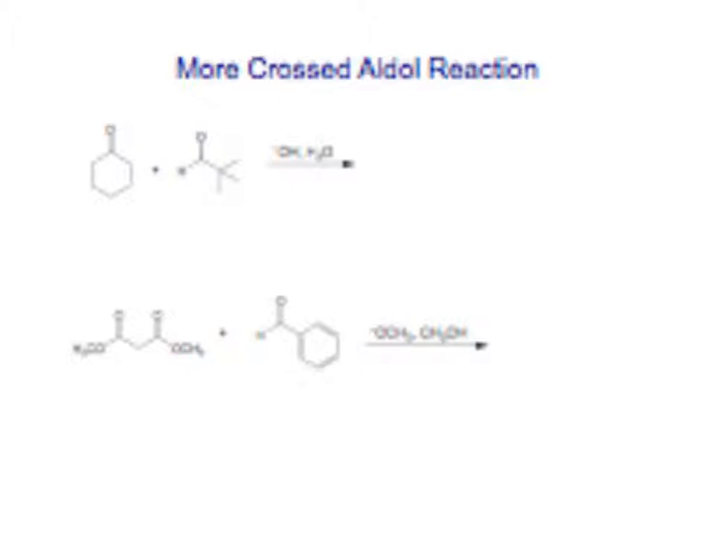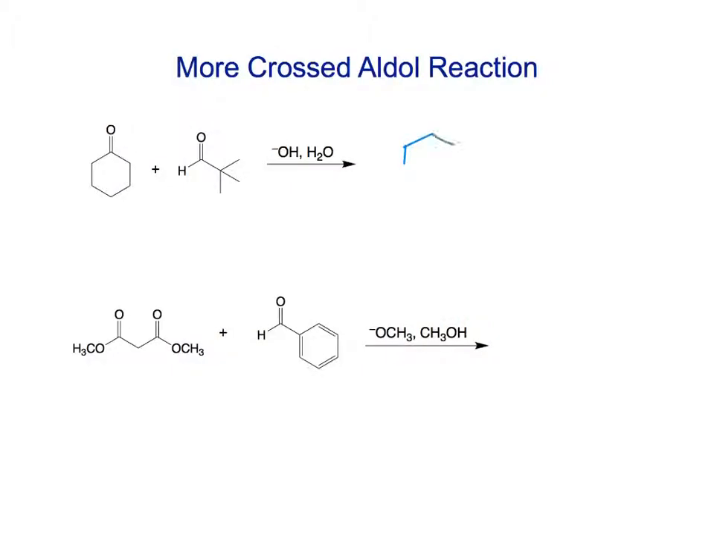Okay, the top one, again, cyclohexanone, and then we have this other aldehyde. Again, there's no alpha position next to the aldehyde, and so we can just draw the product. The cyclohexanone has to behave as the enolate, and this can react like this. You know, if we heat it up, then it could dehydrate.